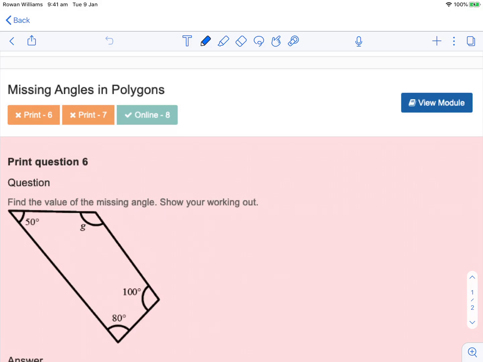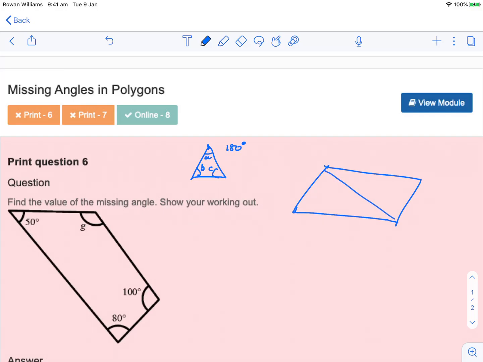All right, let's have a look at missing angles in polygons. And the main idea we're looking at here is, if we have a shape, and let's say it's a four-sided shape, we're going to use the fact that if we have a triangle, all those angles add up to 180, right?